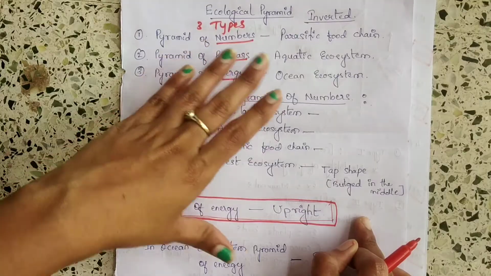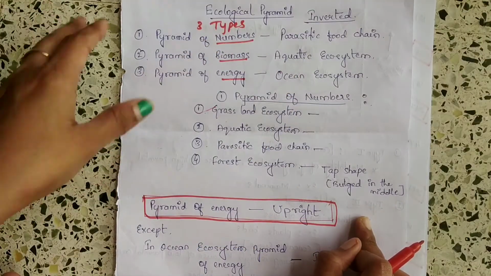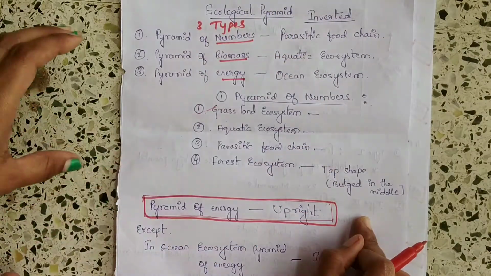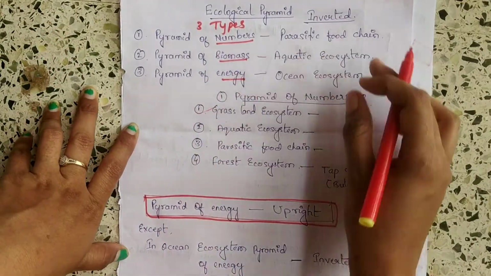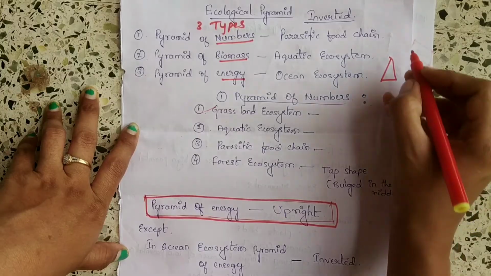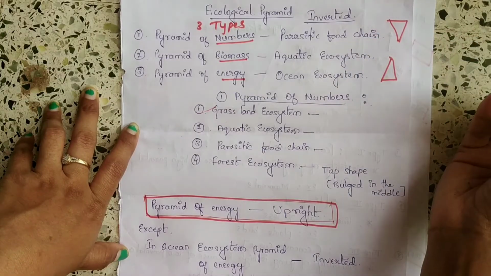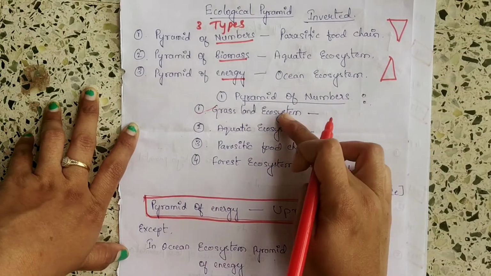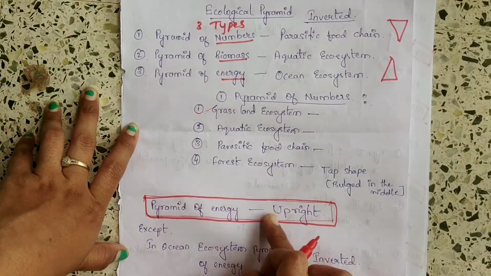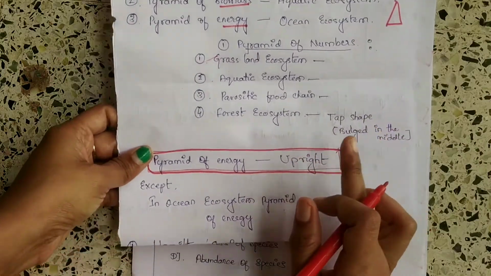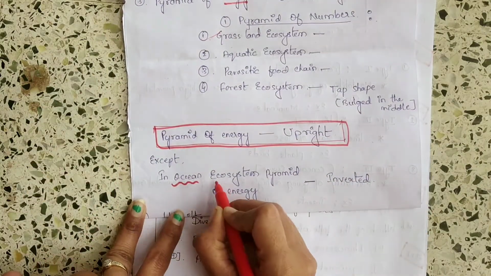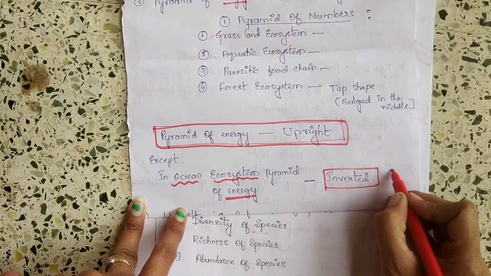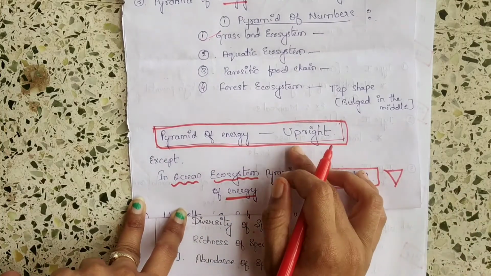See, now I am showing key points to remember. After reading the content, this one acts as a summary to remember. So there are three types. It is difficult to remember whether it is upright or inverted. When they ask about pyramid of energy, in all these ecosystems the pyramid of energy is always upright, except only one: in case of ocean ecosystem the pyramid of energy is inverted. This is another key point.